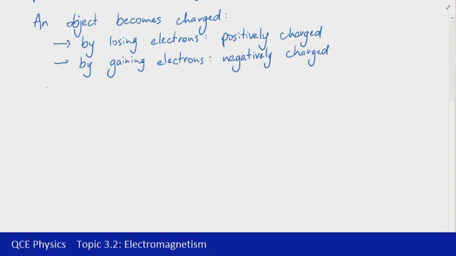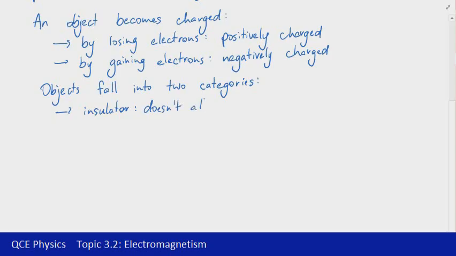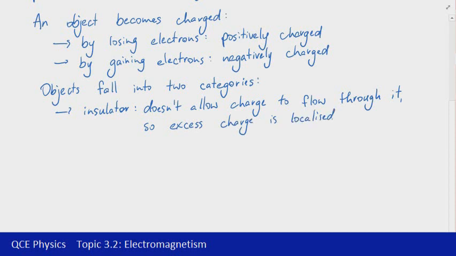Another thing just to identify here as well, objects usually fall into two different categories. And those two categories are insulators and conductors. So an insulator is one that doesn't allow charge to flow through it, and as a result, what ends up happening is when a charge is built up on it, that charge will be localized. And I'll draw a diagram here to represent that situation. So just to make this note, excess charge is localized. So when we're dealing with insulators, we're dealing with things like glass or rubber, so two examples there. Lots of others that we could refer to as well.